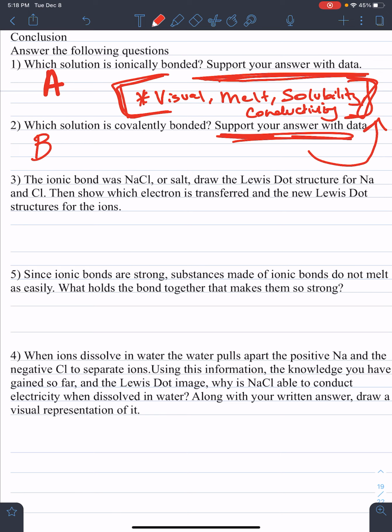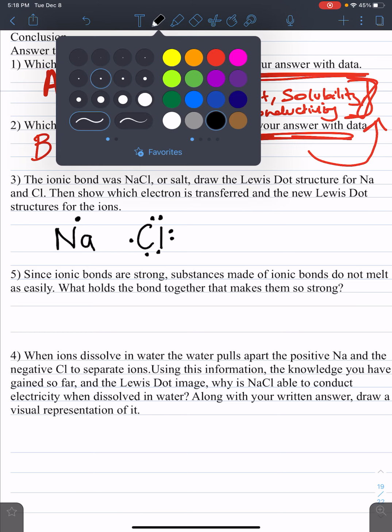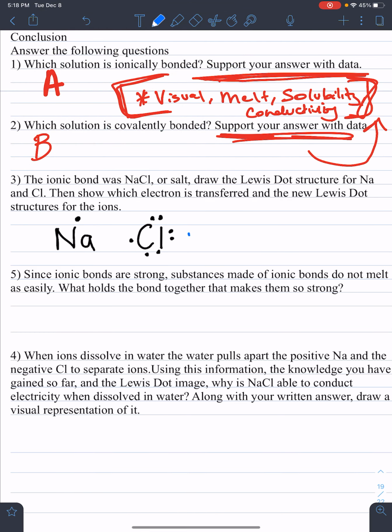So in the Lewis dots, we have an Na. And remember, with Lewis dots, you put the element, and then you put the number of valence electrons around it. So Na, it's in group 1A, so it has 1 valence electron. It's going to be bonded with a Cl, and Cl is in group 7A, so it has 7 valence electrons. So this is your starting Lewis dot structure. What's going to happen is we need to draw what it turns into when they bond together.